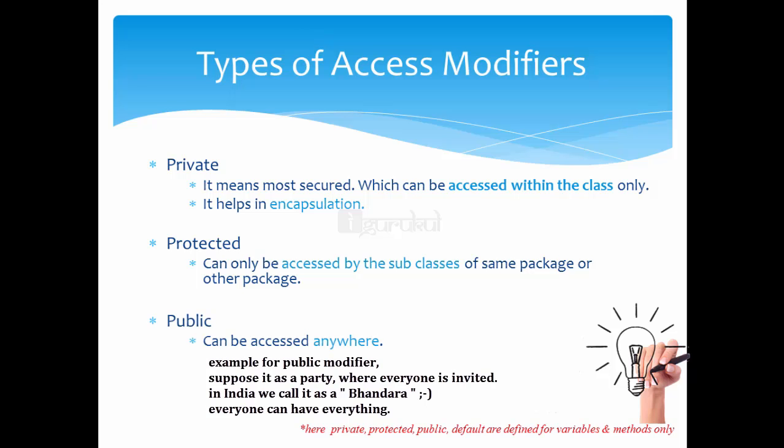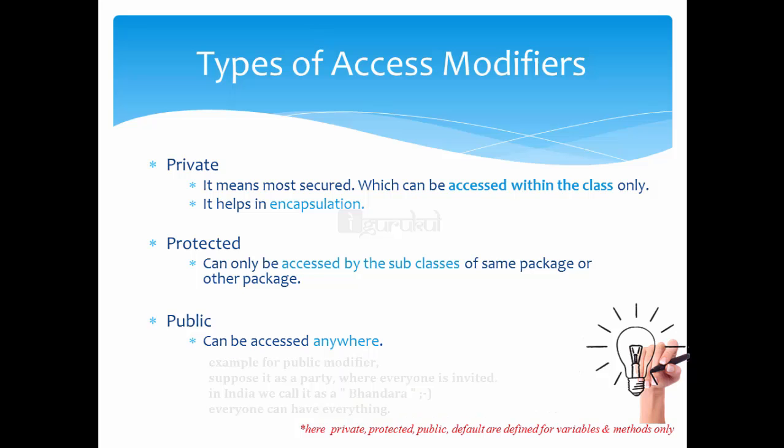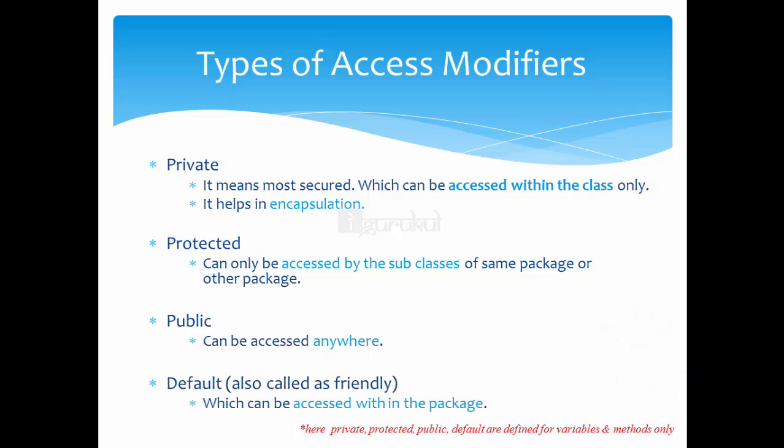Our next type is the public one. Using the public modifier, you can access your data from anywhere. The last one is the default, which is also known as friendly. That can be accessed within the package only. The security level of default comes between protected and private.